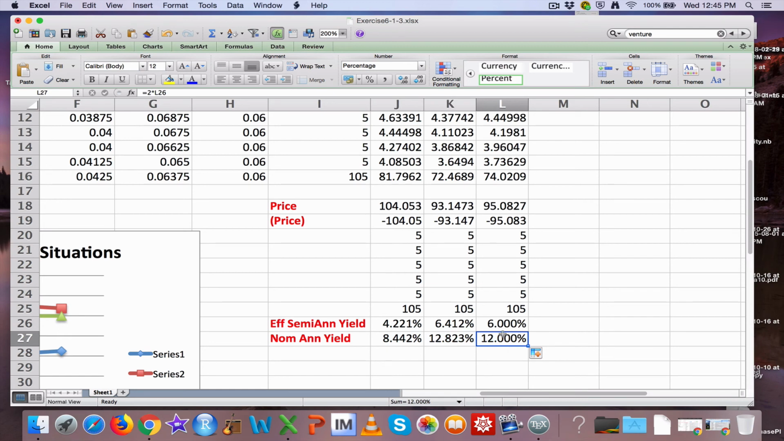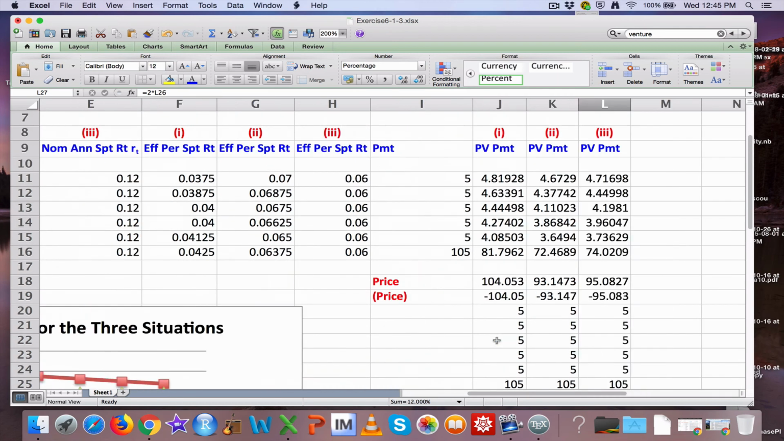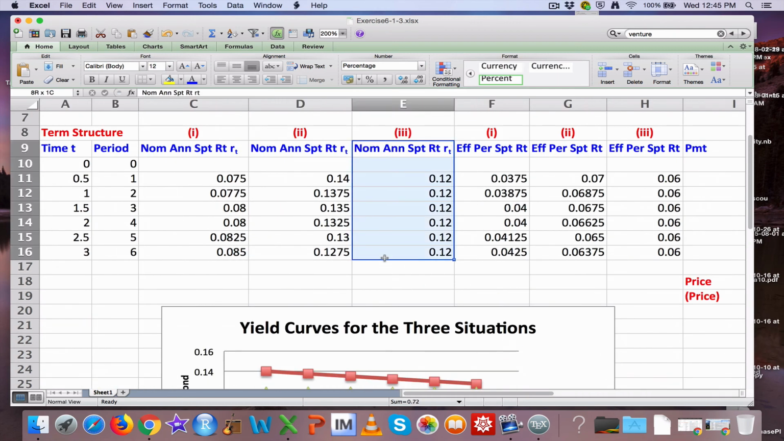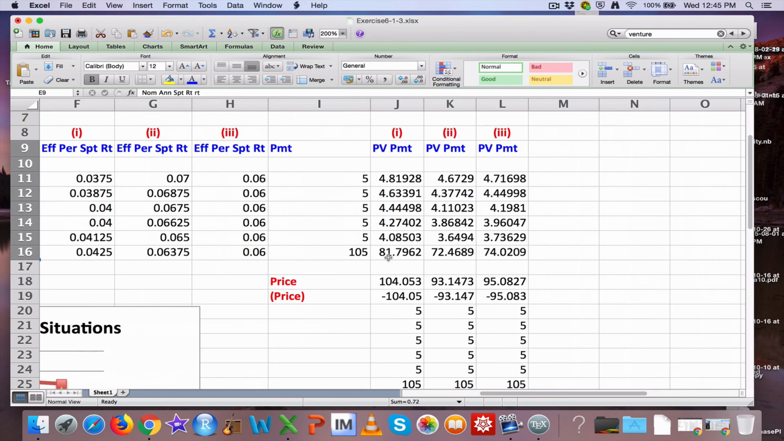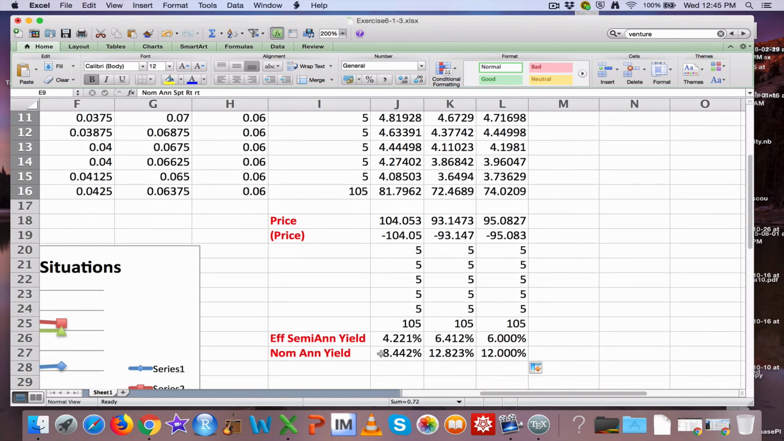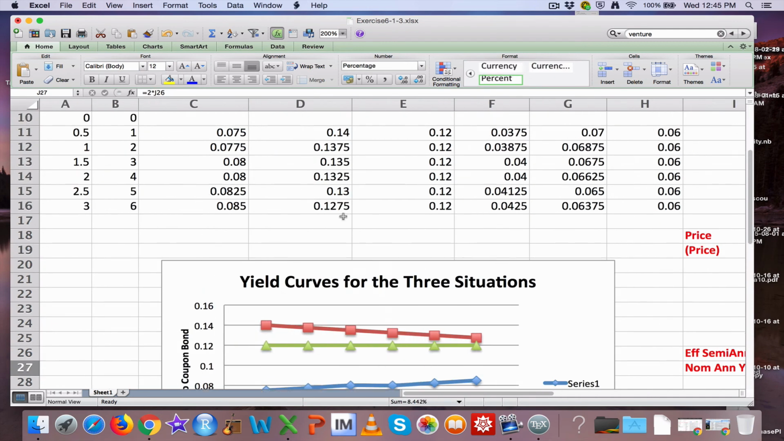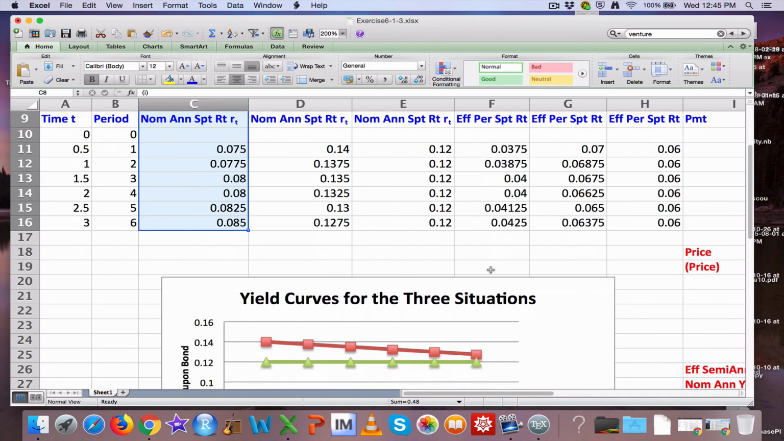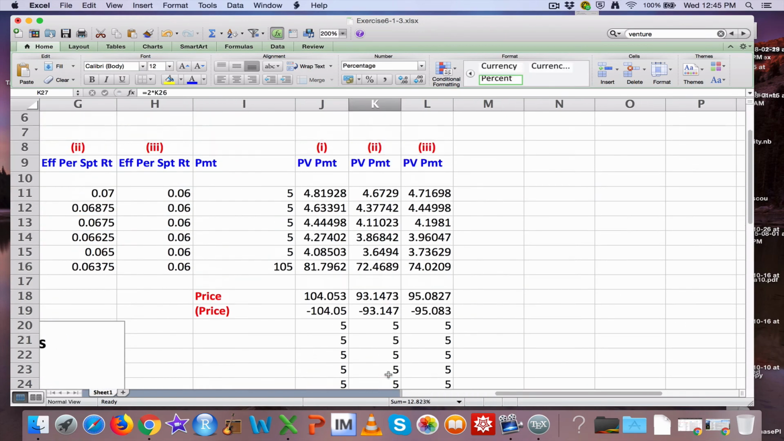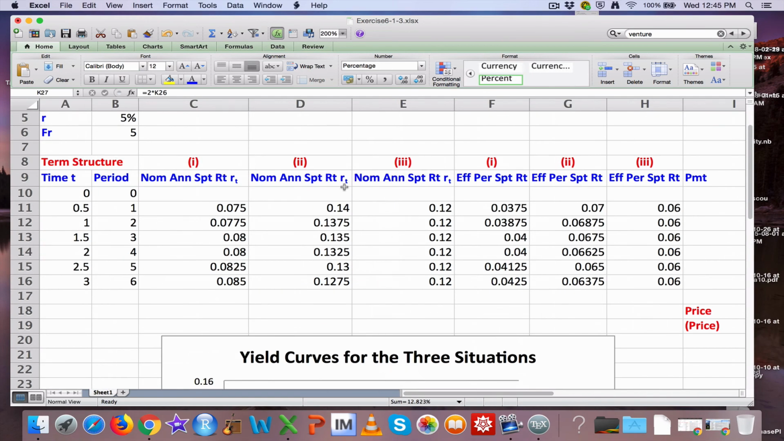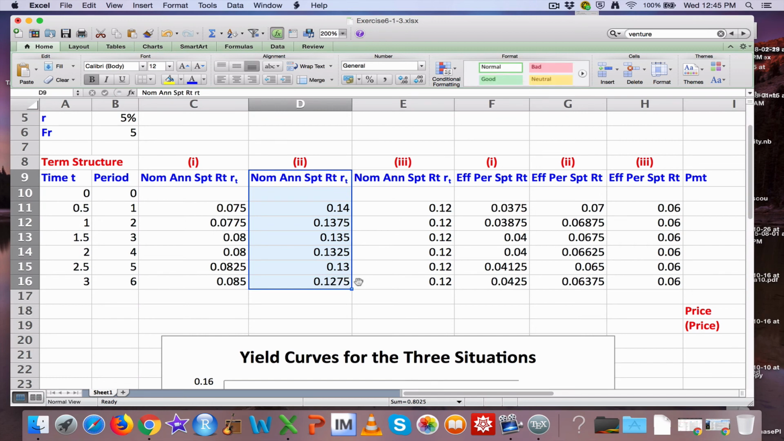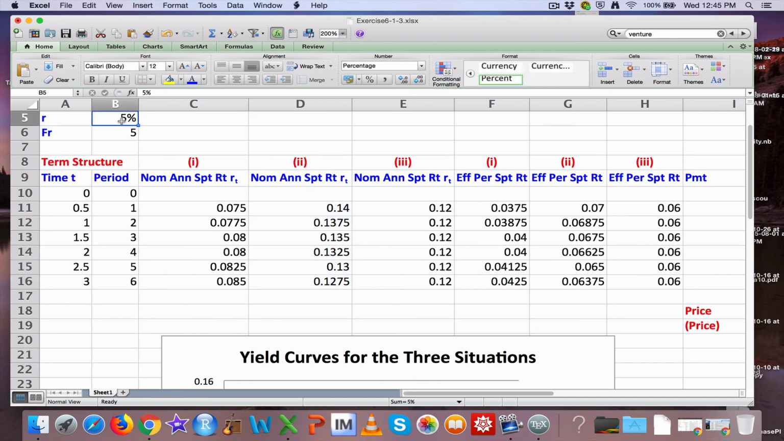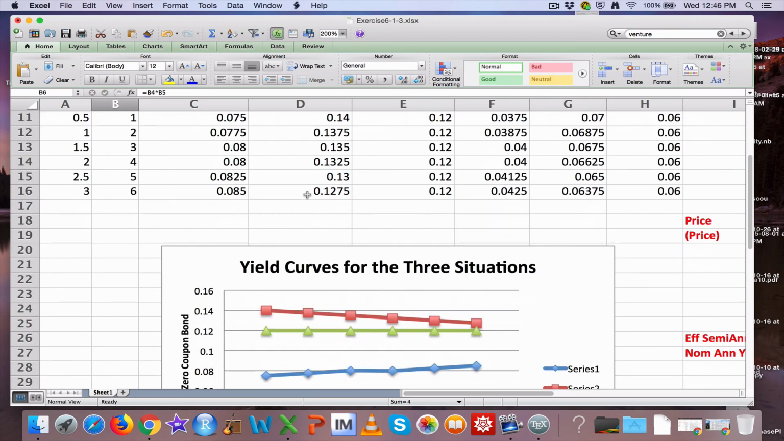Okay? Notice a couple things here before I end the video. This 12%, well, I guess I haven't done the 4% and 6% yet. This 12% matches the 12% spot rates for the level regime here. That should make sense. The nominal annual yield is lower when these nominal annual spot rates are lower, and higher when the nominal annual spot rates are higher, this column here. Let's see the answers when we have the 4% and 6%. You can write them down.